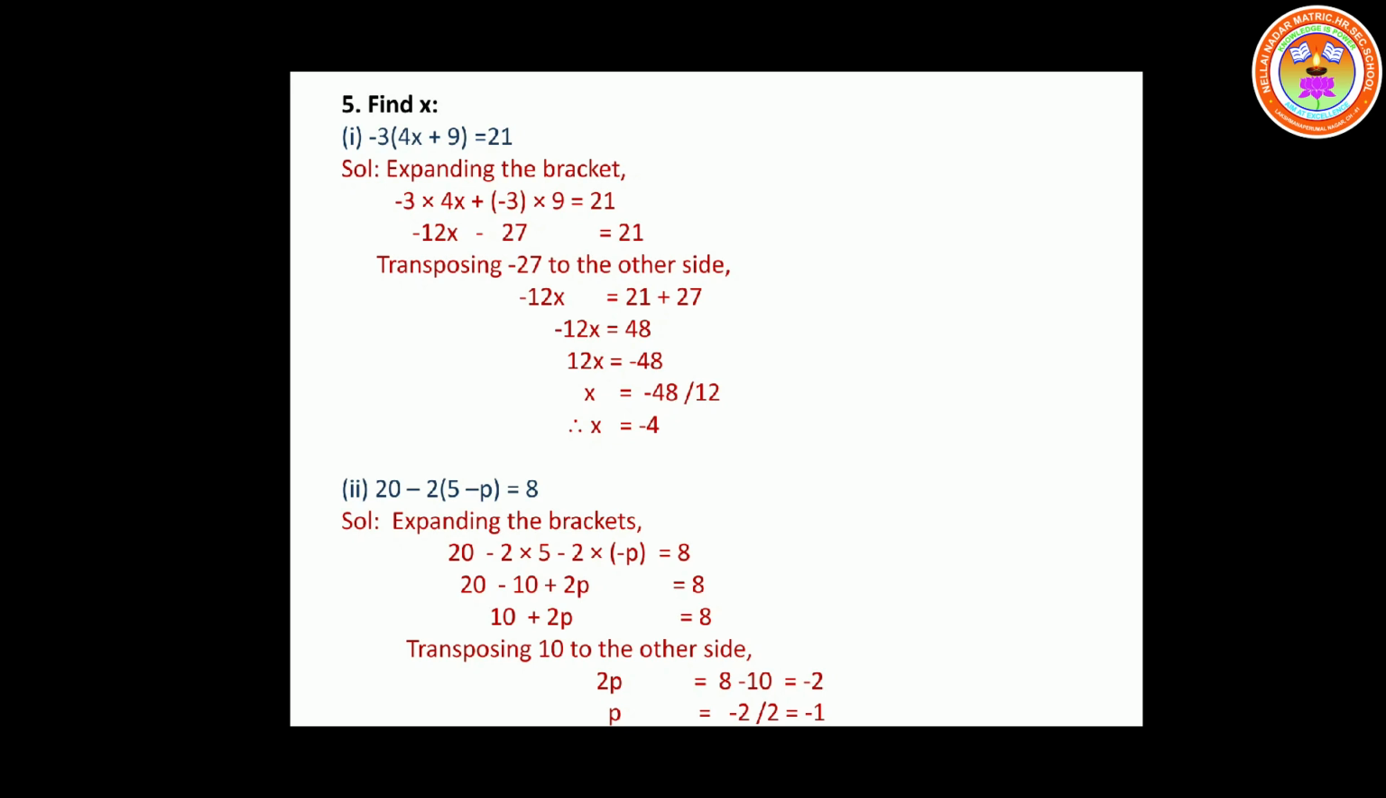Now here I have formed an equation. A linear equation is formed by removing the brackets. Take the constant term, that is minus 27, to the other side, so that becomes plus 27. Minus 12x is equal to 21 plus 27. So adding 21 and 27, what is it? 48. So you have minus 12x is equal to 48.